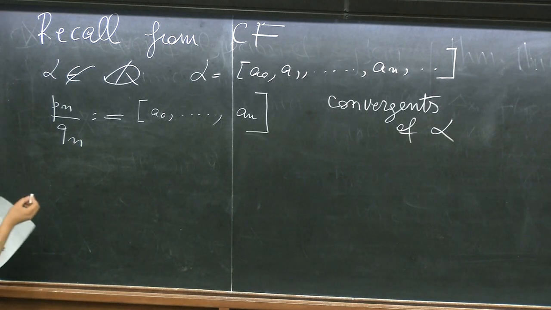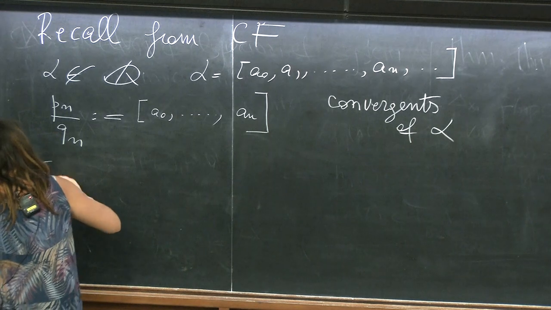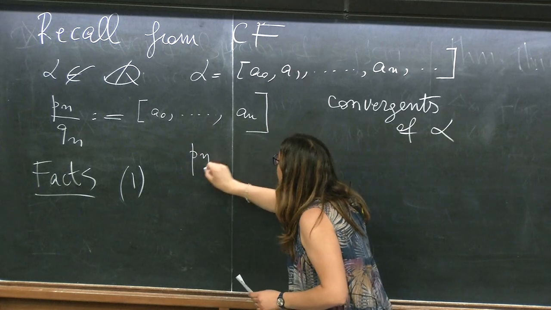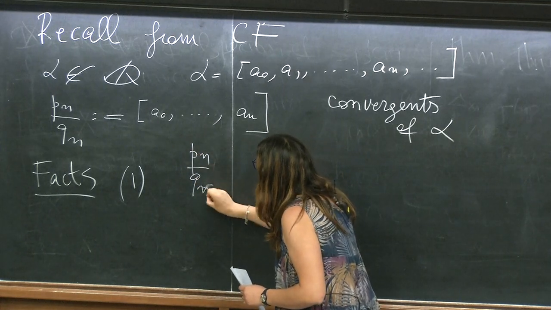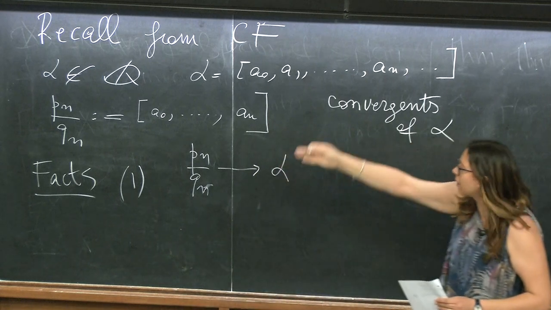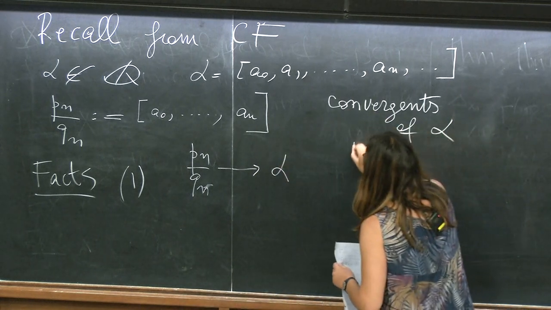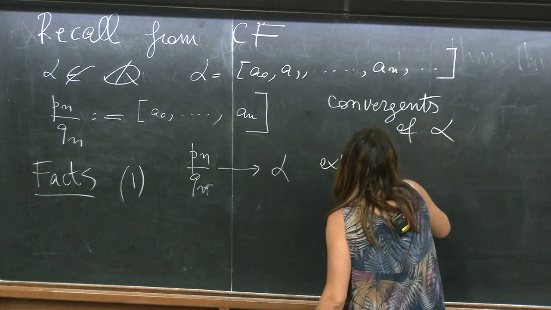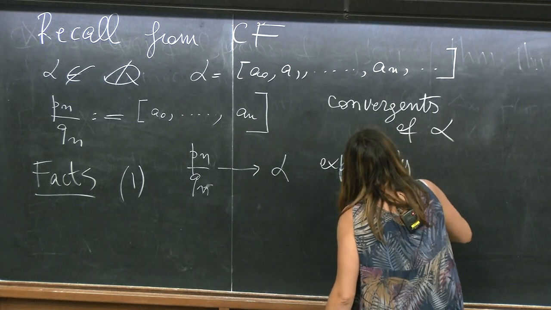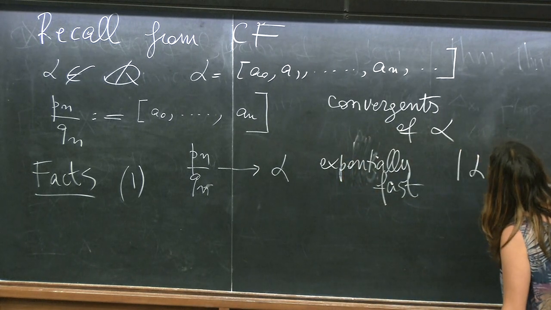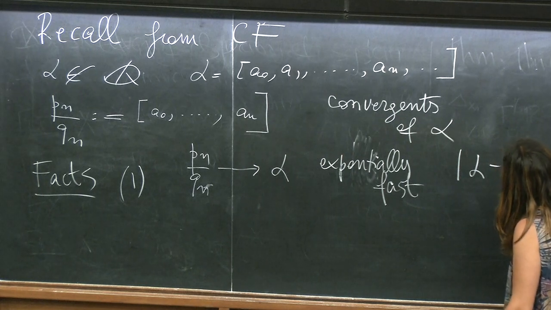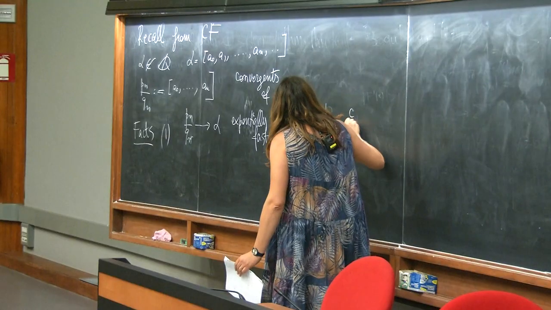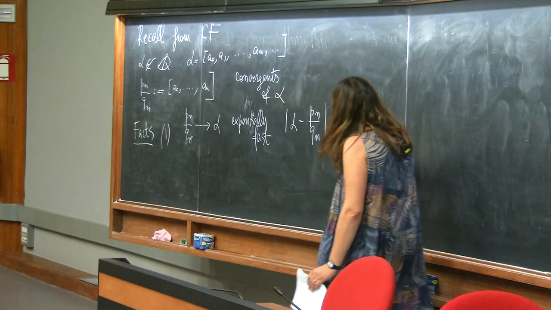Let me recall some facts about these convergents. So just three facts. First of all, these convergents, as you may well believe, converge to alpha. As n grows, you will tend to the infinite continued fraction. And actually, this convergence is exponentially fast. This I don't need, but it's just for you. They converge exponentially fast in the sense that you can bound the difference between alpha and the nth truncation. This is less than some constant over something like square root of 2 to the n. So exponentially small.